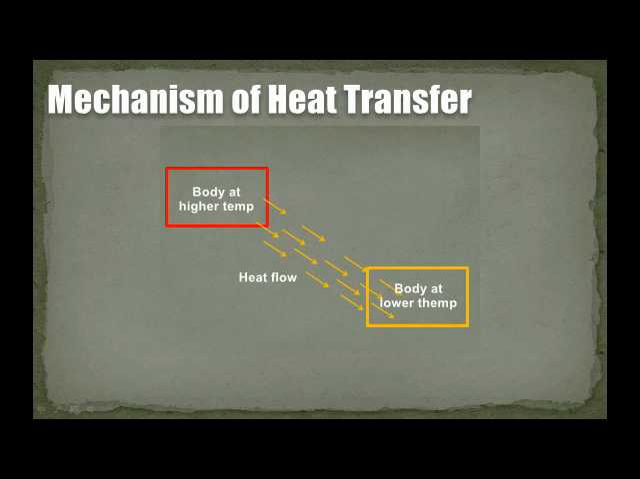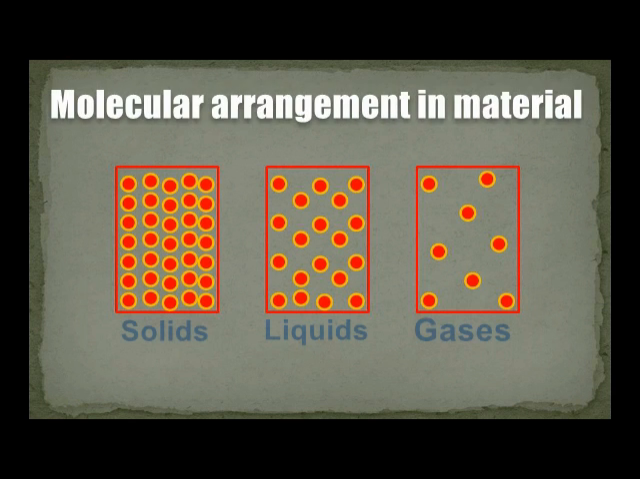Another approach towards heat transfer can be understood by the molecular arrangement of the material. We can see in solids the particles are very closely arranged, but in liquids they are quite away from each other, and in gases they are far away. So heat transfer by vibration is only possible in solids and not in liquids and gases. So we can now see different methods of heat transfer.